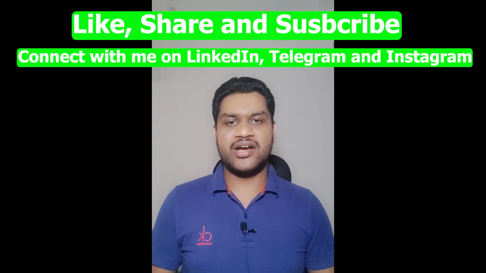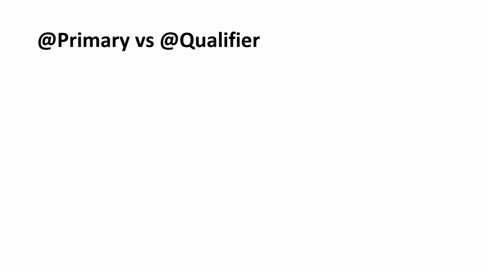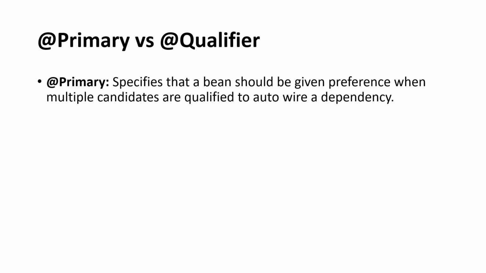Now let's directly start with the deck. First of all, let's try to understand the basic difference between @Primary and @Qualifier just with the help of their definitions. @Primary says that it specifies the bean that should be given preference when multiple candidates are qualified to auto-wire a dependency.